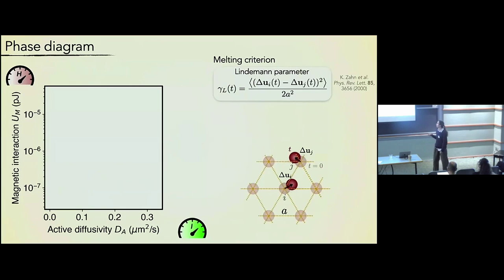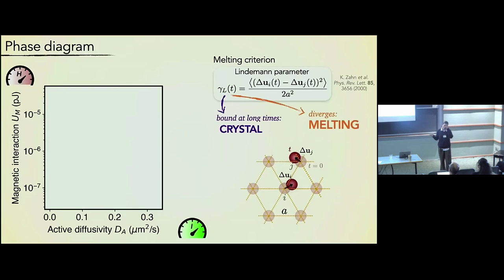We needed, of course, a melting criterion. We used one that was used in a paper in the 2000s for the same system, again passive, which is the Lindemann parameter, but in 2D, that depends on time, the dynamic Lindemann parameter. It just measures the cross correlation between nearest neighbors. So in the end, what it means is that if it's bound at long times, neighbors are always together and the system is a crystal. If this parameter diverges, it means that the neighbors are diffusing away from each other and the system melts.